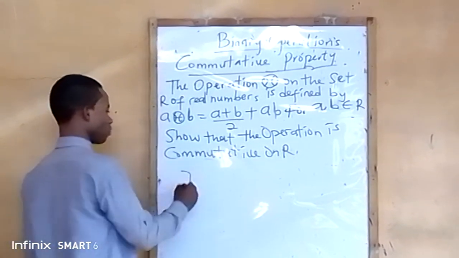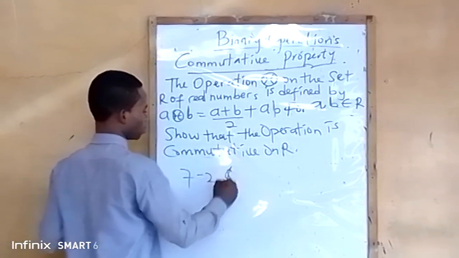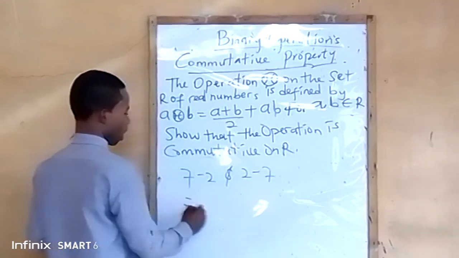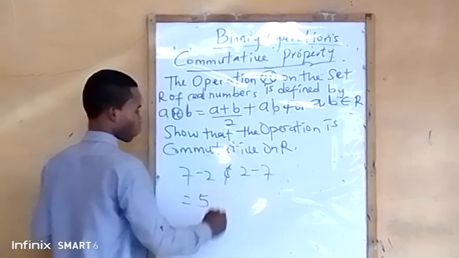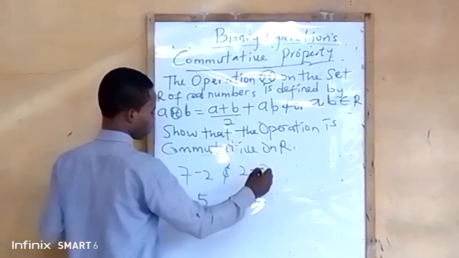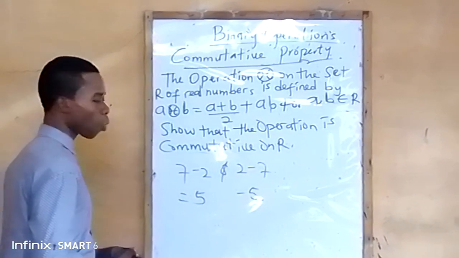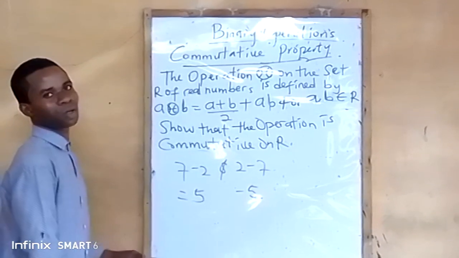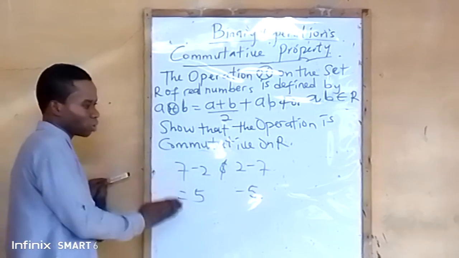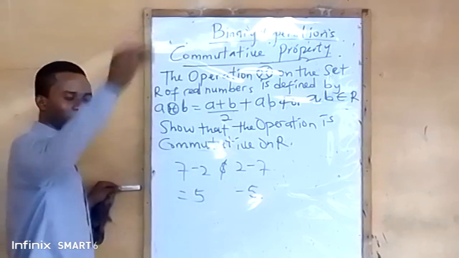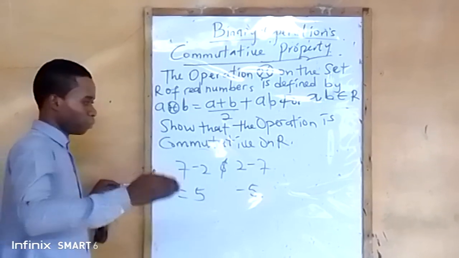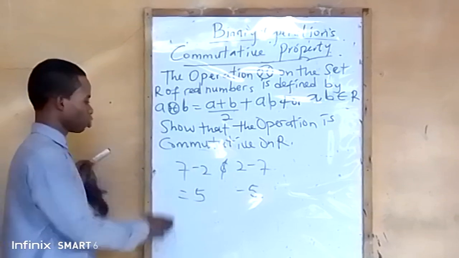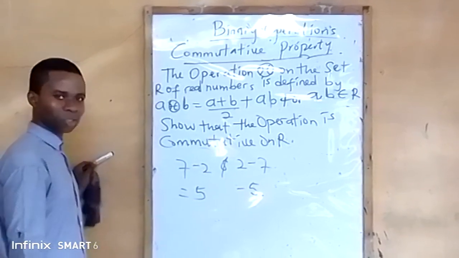If I say 7 minus 2 and 2 minus 7, 7 minus 2 is 5. 2 minus 7 is minus 5. Is it commutative? No. That means subtraction is not commutative. Because if I do it from the front and from the back, I should be able to get the same answer. So subtraction is not commutative.